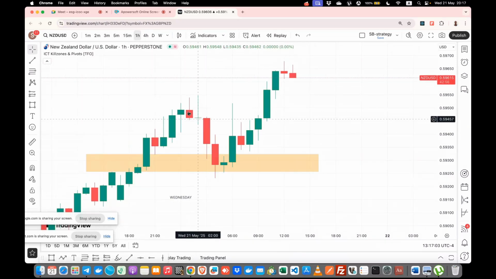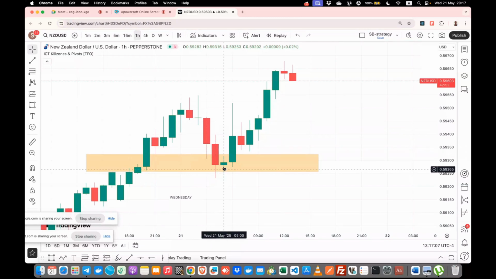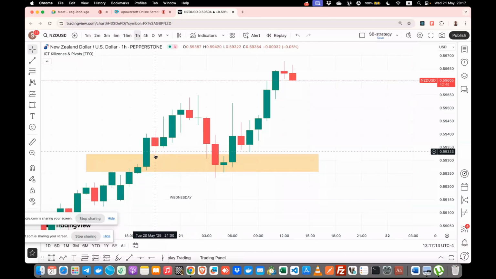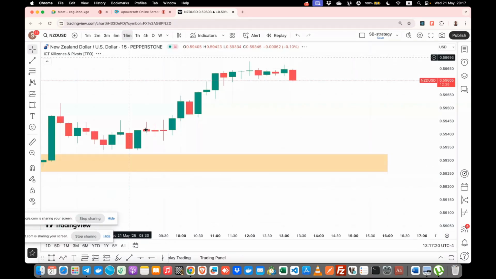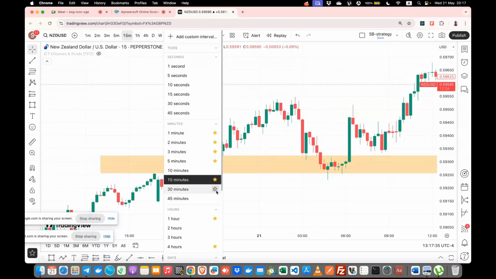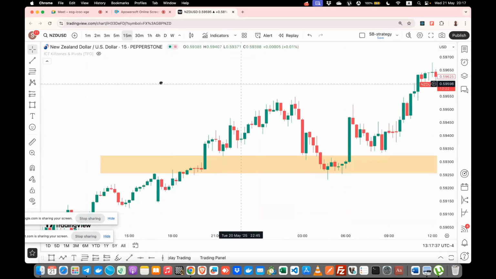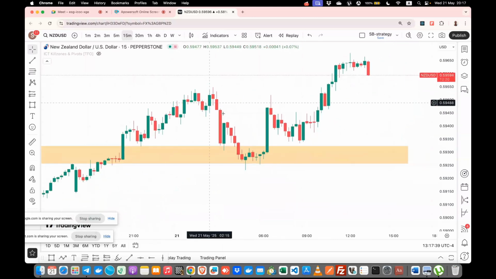I want you to see how price retraced, tagged our higher time frame before leaving. And in the process of doing that, we took out this low, we took out this low, and also we took out this low here. If I move to an even lower time frame, let's use the 15 minutes. So if we use the 15 minutes, we took this low here. So this is sell side liquidity.